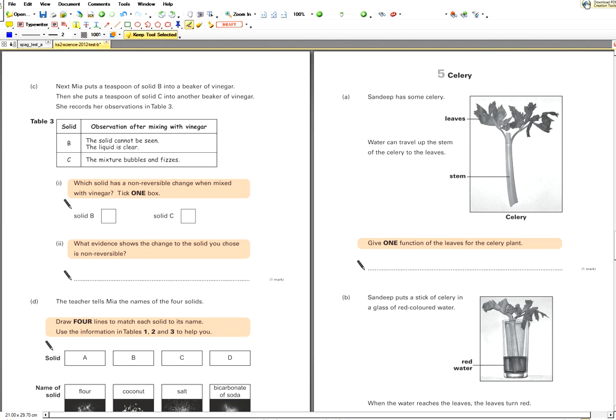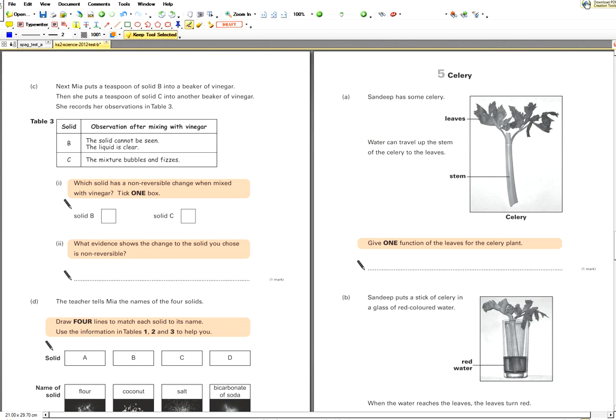Right, question part C now, 4C. Next, Mia puts a teaspoon of solid B into a beaker of vinegar. Then she puts a teaspoon of solid C into another beaker of vinegar. She records the results. So in B, the solid cannot be seen, the liquid is clear. And in C, the mixture bubbles and fizzes.